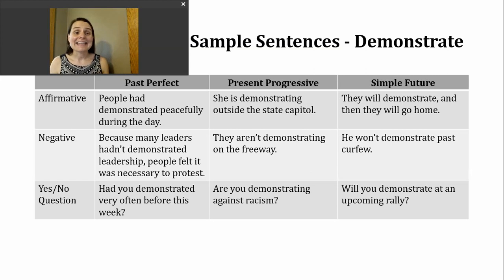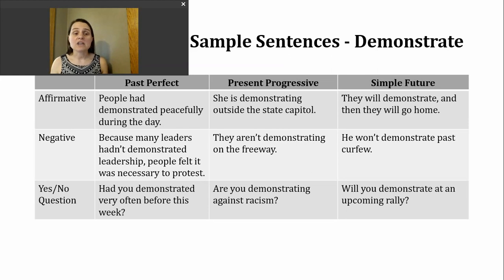If we want to make a negative sentence in past perfect, we're going to insert not after had. And you might hear native speakers use the contraction form hadn't. Here's an example of that. Because many leaders hadn't demonstrated leadership, people felt it was necessary to protest.